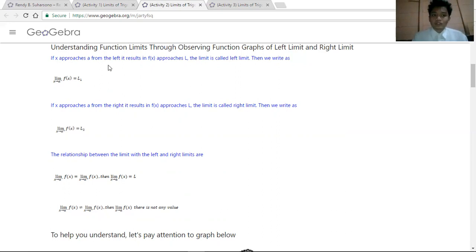If x approaches a from the left, and the function f(x) approaches L, the limit is called the left limit. Then we write the limit as x approaches a negative of f(x) equals L1. If x approaches a from the right, and f(x) approaches L, the limit is called the right limit. Then we write the limit as x approaches a positive of f(x) equals L2.